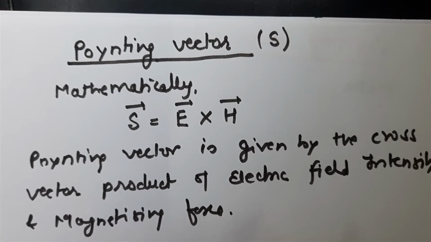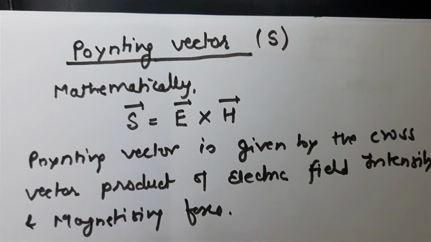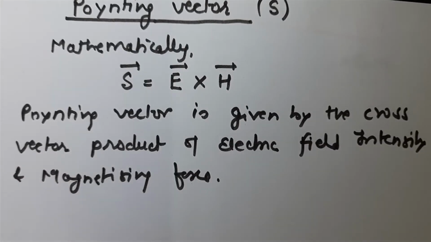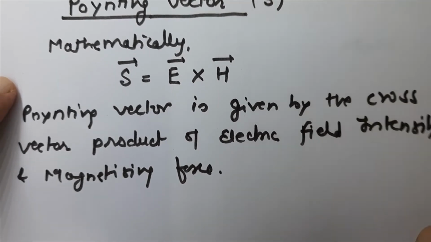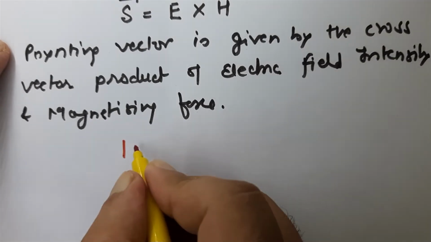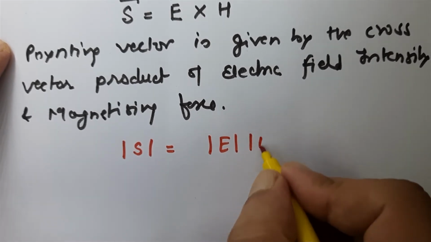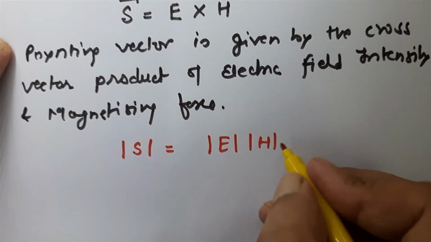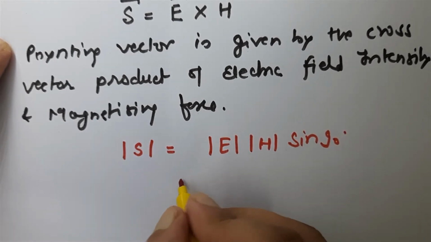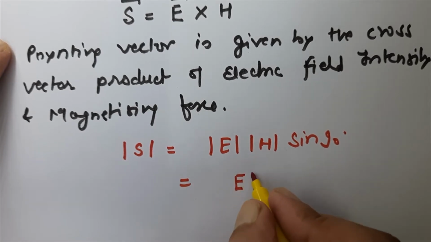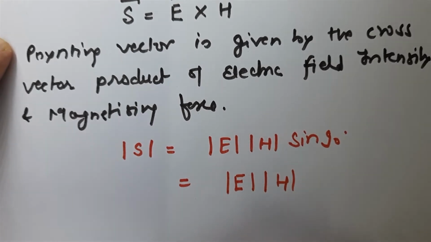The magnitude of this vector S is given by, as E and H are always perpendicular to each other, so I can expand them in this form, and I will get S as the product of magnitudes of E and H.